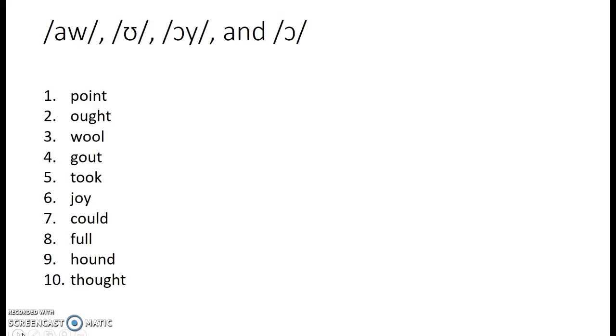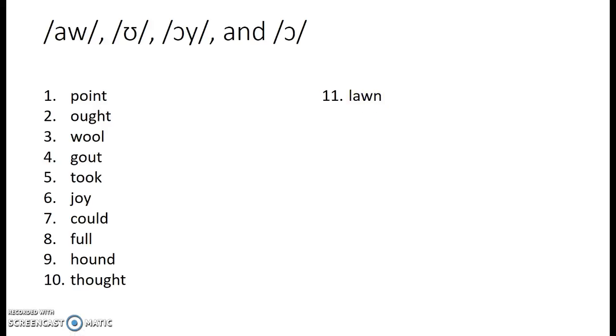All right, number 11, lawn. Lawn. L, aw, n. There we go. So this is the aw sound followed by the letter N. When you have the aw sound followed by the single letter N, you have to use the spelling AW. That's one of the rules.